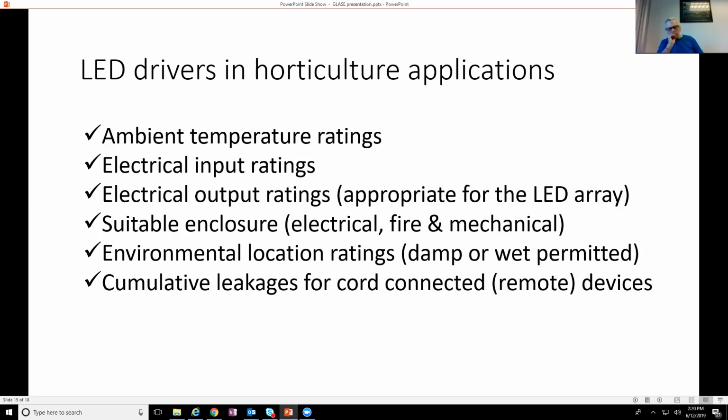Many manufacturers of horticultural lighting are using remote power supplies on account of the amount of power that they need. There is an issue of cumulative leakages. It's on account of those capacitors that I showed you in those switching supplies. This is not an insurmountable issue. If you go to any type of an information technology environment, they have very similar types of concerns. They have ways to deal with that, but that's something to be concerned about.